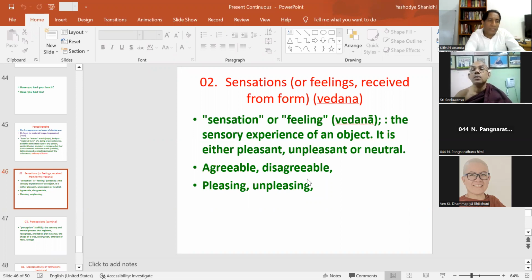Adukkha Sukha Vedana, neither pleasant nor unpleasant. Sometimes we call it neutral feeling. Neutral, adukkha sukha. When you see a leaf falling from a tree, you feel neither pleasant nor unpleasant.